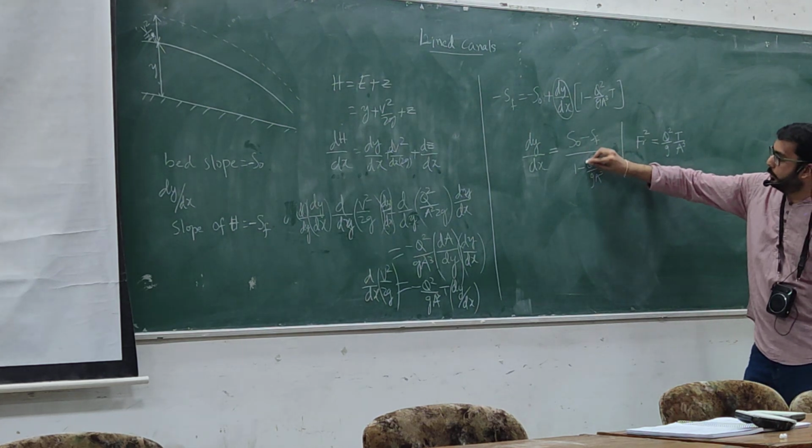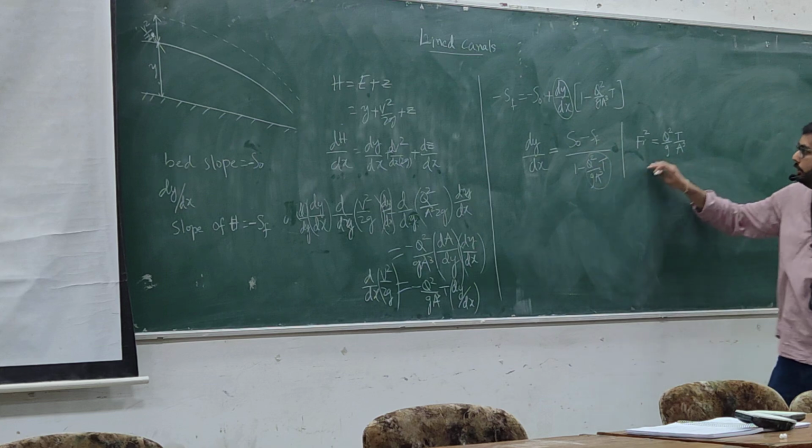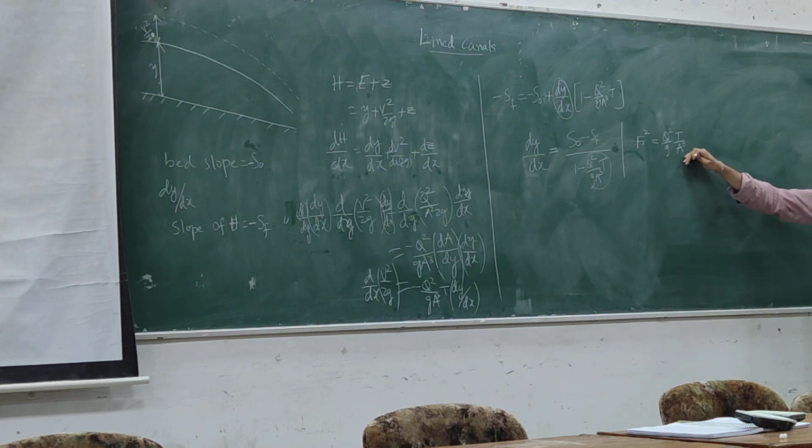So this term would be your Froude number. If you rearrange the Froude number, V square over 2g, this is what your Froude number is going to be.